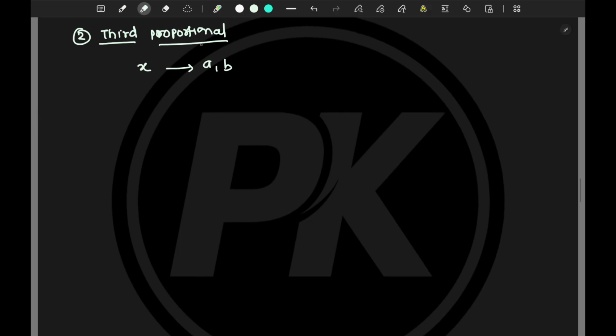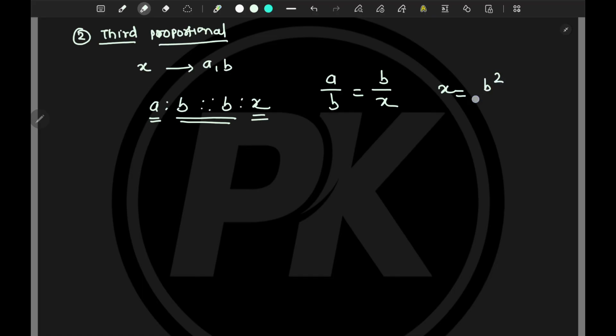If I am saying the third proportional, that means there are only three numbers. So A is to B is in proportion with B is to X. This is the first, this is the second, B, and this is the third proportional. That means A by B is equal to B by X, and in this way we have to find the value of X, which comes out to be B square by A.